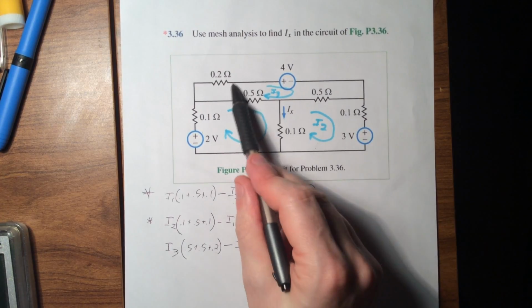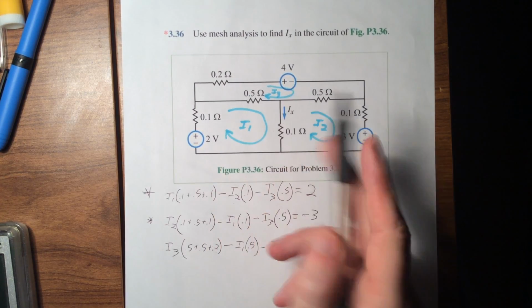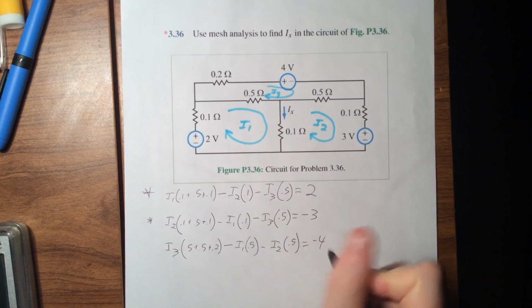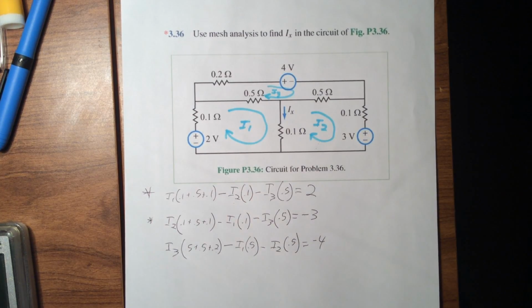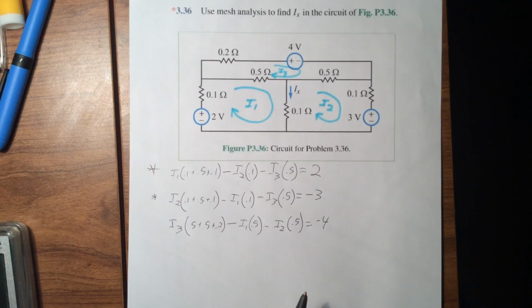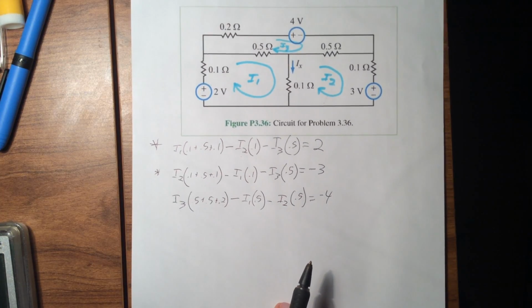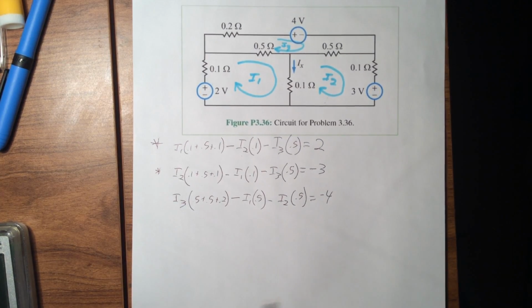And we're up at I3. And we have, this is our direction, and this is spinning out backwards. So this is equal to -4, because it's going in the backwards direction that we're looking at. Sweet. Now let's solve the equations.